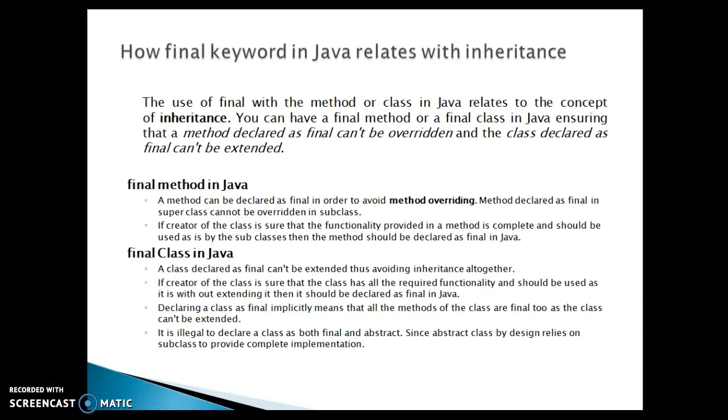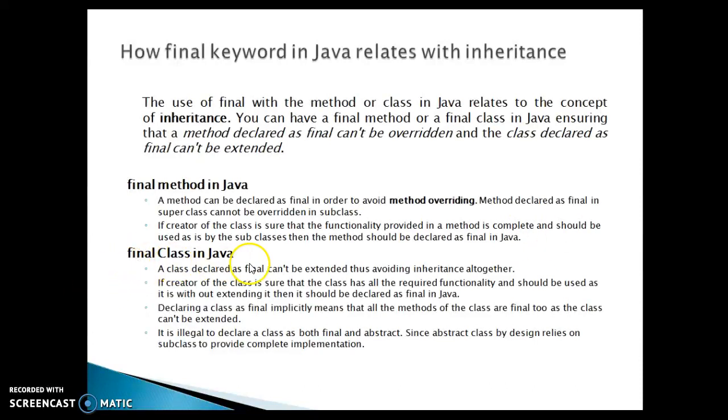Now the second point that's very important you will have to keep in mind: if the creator of the class is sure that the functionality provided in a method is complete and should be used as is by the subclasses, then the method should be declared as final in Java, right? So let's say you create a method and you are very sure that the functionality is basically complete, so you want to prevent it from being overridden by subclasses. In that case you can make it a final method.